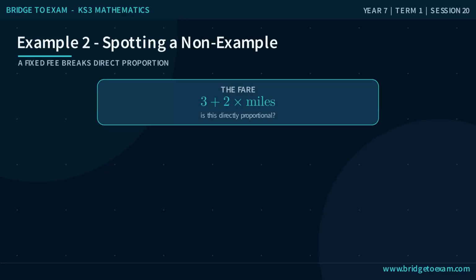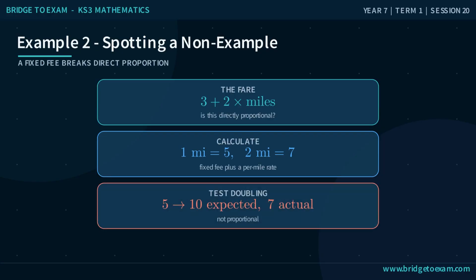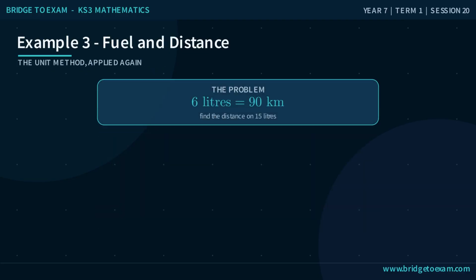A taxi charges a fixed £3 starting fee plus £2 for every mile. Is the fare directly proportional to distance? A 1-mile journey costs 3 plus 2, £5. A 2-mile journey costs 3 plus 4, £7. If this were truly proportional, doubling the distance from 1 mile to 2 miles should double the fare from £5 to £10, but it's only £7. Not proportional.